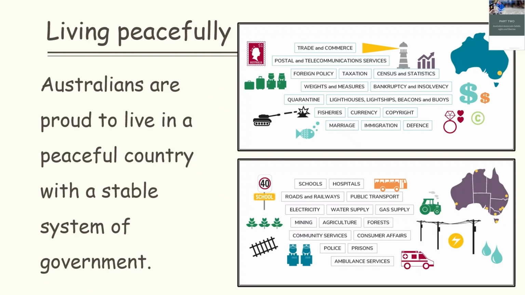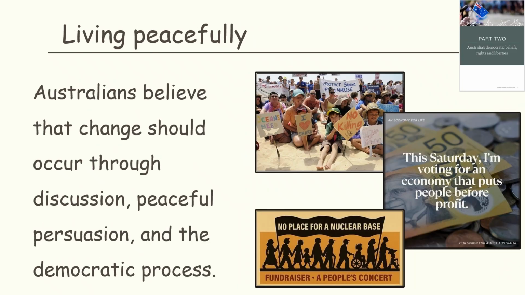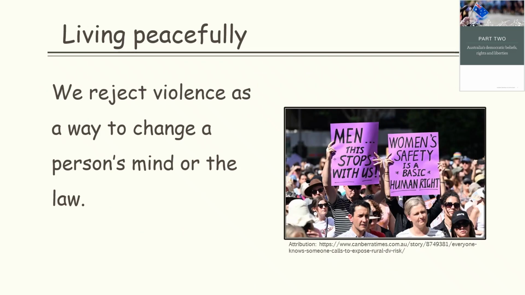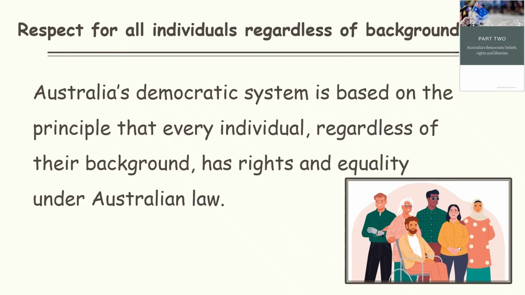Living peacefully. Australians are proud to live in a peaceful country with a stable system of government. Australians believe that change should occur through discussion, peaceful persuasion, and the democratic process. We reject violence as a way to change a person's mind or the law. Australia's democratic system is based on the principle that every individual, regardless of their background, has rights and equality under Australian law.